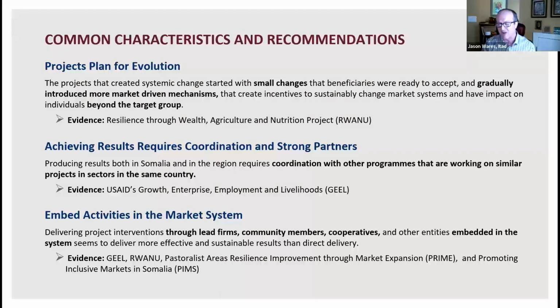Embed activities in the market system. Delivering project interventions through lead firms, community members, cooperatives, and other entities embedded in the system seems to deliver more effective and sustainable results than direct delivery.